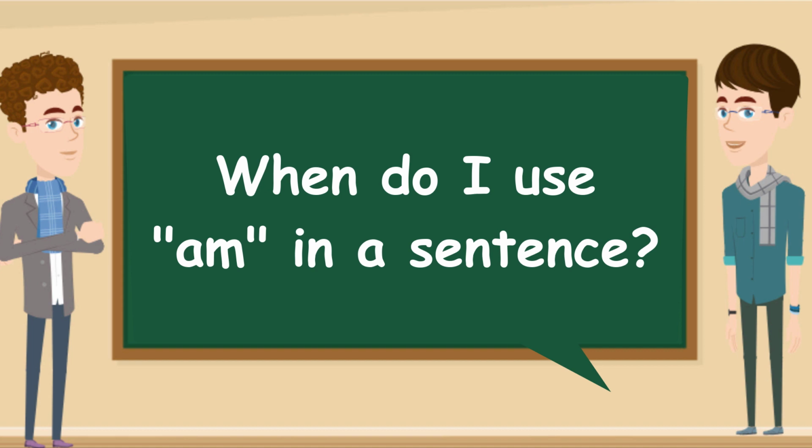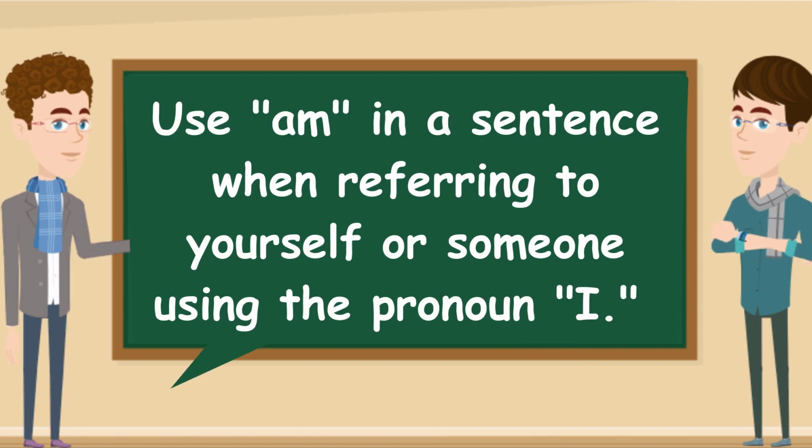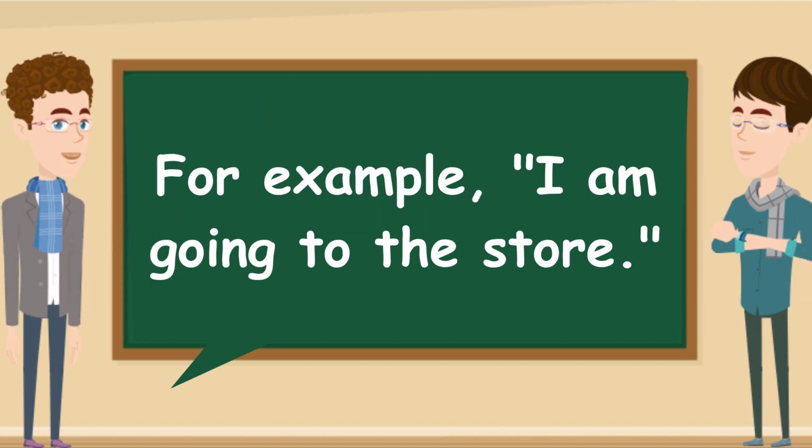When do I use am in a sentence? Use am in a sentence when referring to yourself or someone using the pronoun I. For example, I am going to the store.